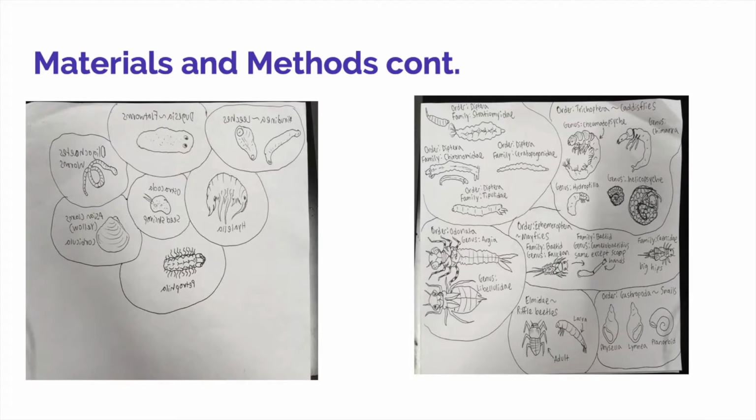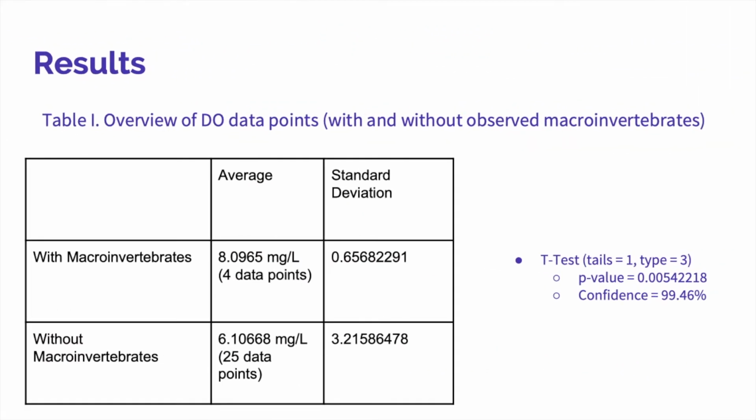Following this observation period, the data was also input into the spreadsheet, and a summary table of each group's findings was also provided. From the spreadsheet, I gathered a total of 29 data points, 25 of which had not observed macroinvertebrates. The average and standard deviations of both sets were first computed.